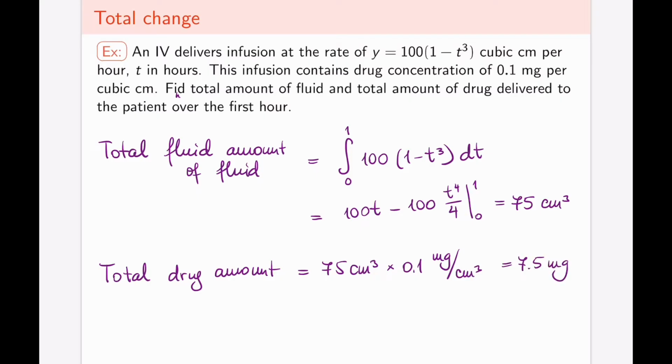This problem is a great standard example of problems of this type. Given the rate, figure out that you're going to have to calculate the antiderivative of it to get to the total amount. Let's see another example in a different setup.